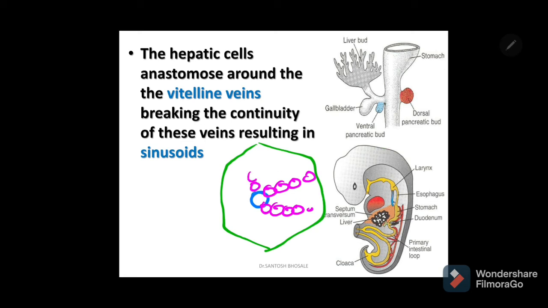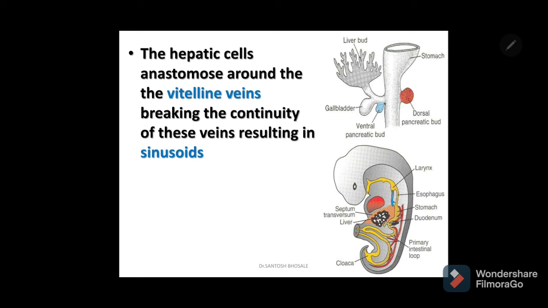You can see the cords of hepatocytes radiating from the central vein, and the portion between the two cords of hepatocytes is occupied by the sinusoids. These sinusoids are derived from the vitelline veins. Remember, these hepatocytes are derived from the endoderm, sinusoids from the vitelline veins, and the connective tissue framework is derived from the septum transversum.